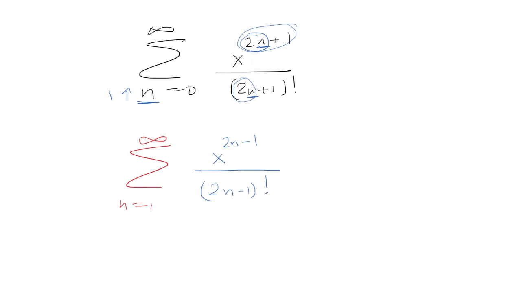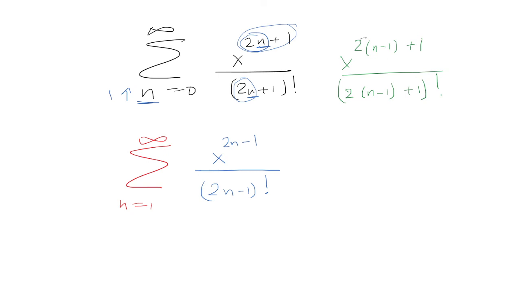So this is a nice little shortcut to solving this problem. If you want to do it the long way, all you would have to do is substitute n minus 1 in for n. So you would have x to the 2 times n minus 1 plus 1 over 2 times n minus 1 plus 1 factorial.